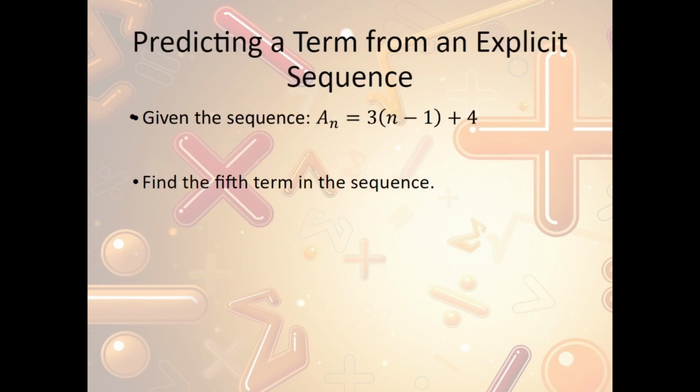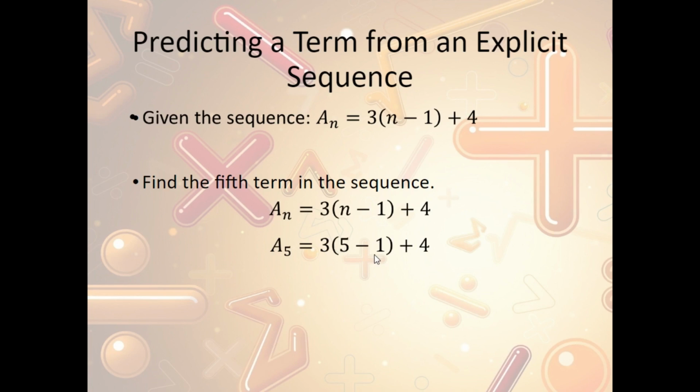Now let's take a look at this one. So we're given that a_n is equal to 3 times (n minus 1) plus 4, and we want the 5th term. So 3 is our common difference, 4 is our first term, and we want the 5th term. So we're just going to plug 5 in for n. So this becomes a_5 is equal to 3 times (5 minus 1) plus 4. Now we're going to solve it.